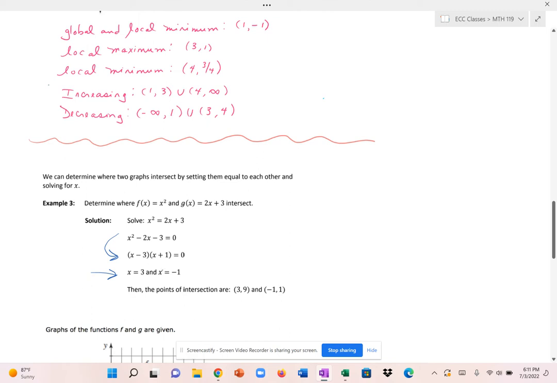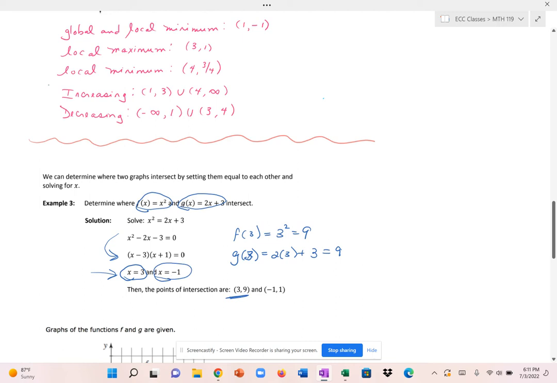The way you figure out the y values is that you plug in 3 into either one of these, and that'll give you the y value. So it doesn't matter which one you pick. If I pick f, 3 squared, that gives you 9. If I pick g, that's 2 times 3 plus 3, that also gives me 9. So they should be the same y value. So that's why the first point of intersection is (3, 9).